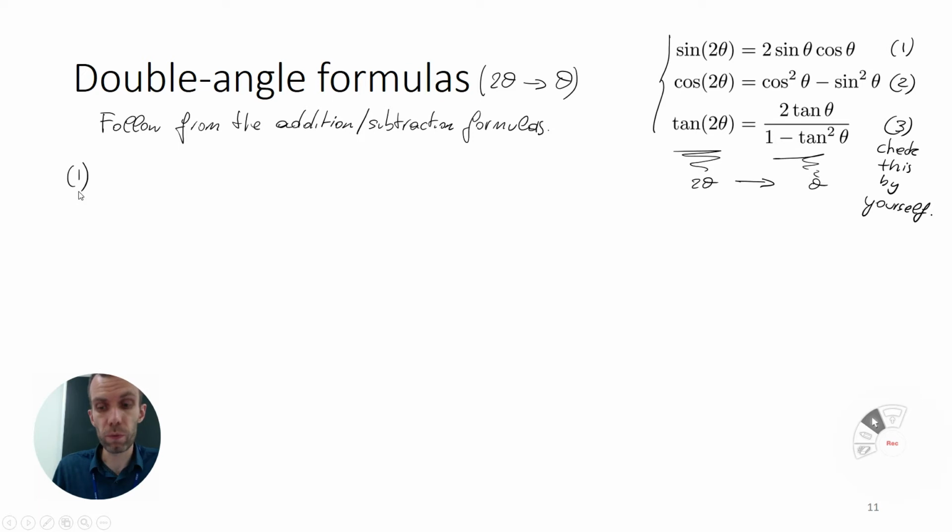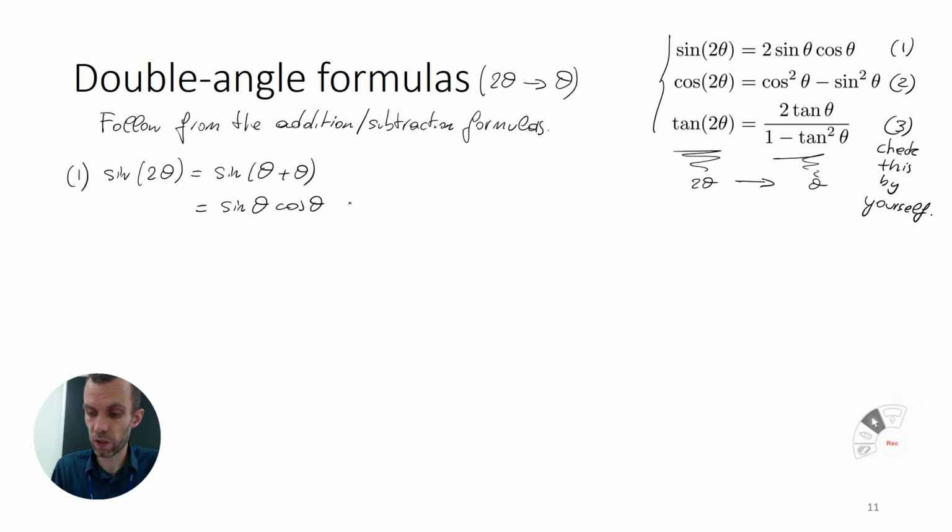So for the first one, we start with the left-hand side, sine 2 theta, and we write this as sine theta plus theta. And now we apply the addition subtraction formula, sine theta cosine theta plus cosine sine. Those two terms are of course the same, so this becomes 2 times sine theta cosine theta, and that gives us our formula 1.